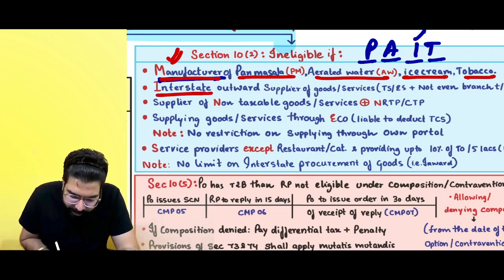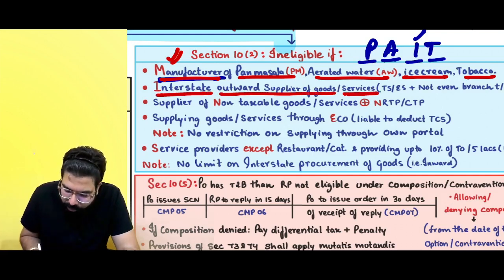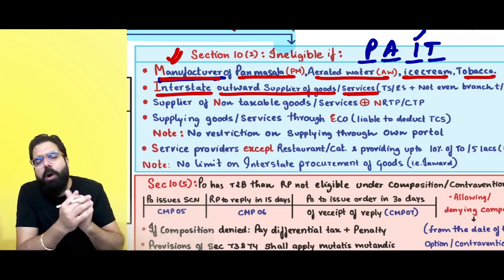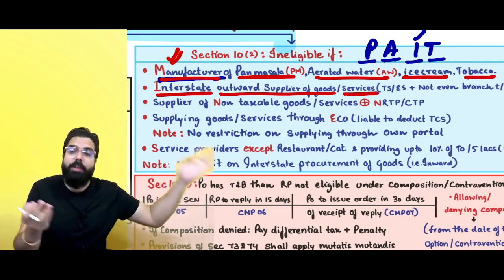The next one says interstate outward supplier of goods or services, means if you are going ahead and supplying from one state to another, you are ineligible for composition scheme. Interstate outward supply if you are doing.